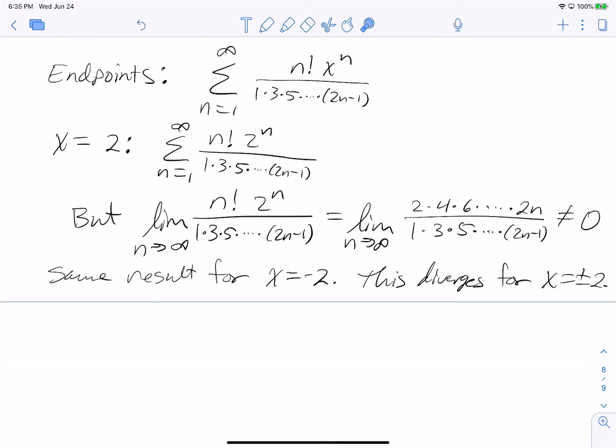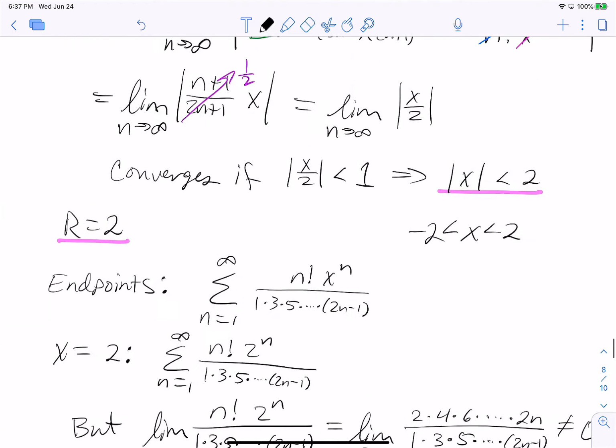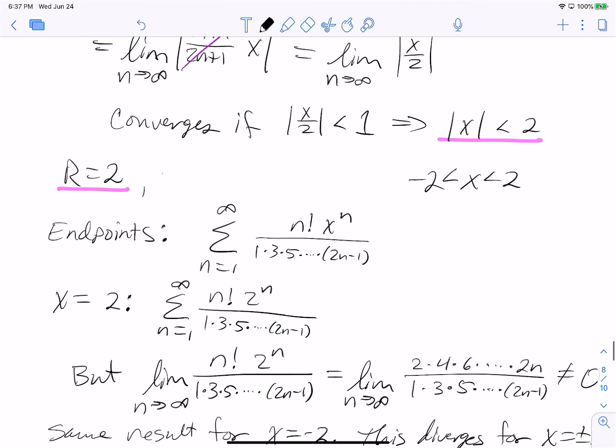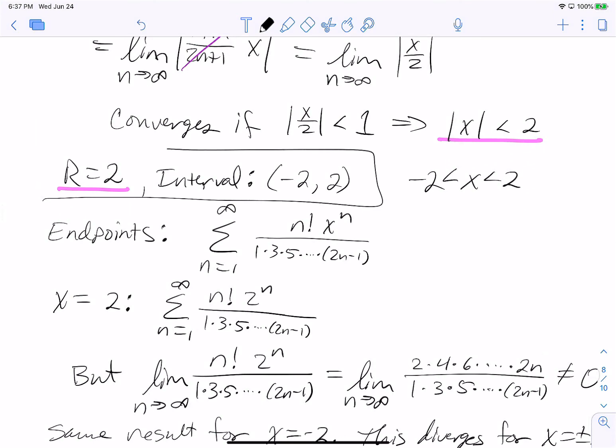In the denominator, I have 1 times 3 times 5 all the way up to 2n minus 1, a product of a bunch of odd numbers. Now, it doesn't matter that they're even or odd in particular. What does matter is that the limit of this expression is not equal to 0. If we had let x equal -2, then every one of these factors would have been negative. We'd still have a limit that's not 0. Therefore, this diverges for x equals plus or minus 2 by the test for divergence. Now we can come back up here and say that our interval is the open interval from -2 to 2. We already established that the radius was 2.